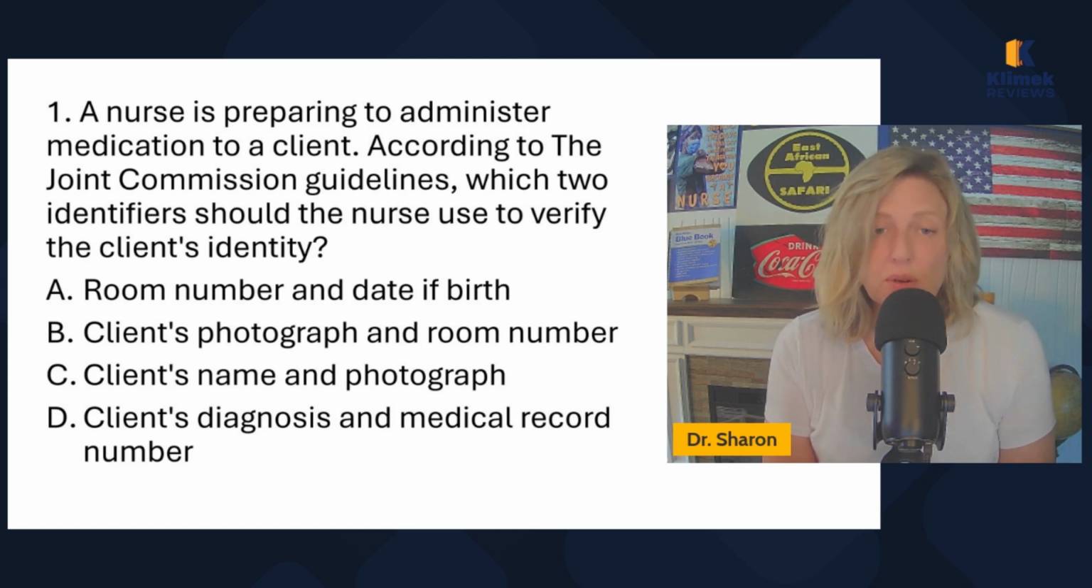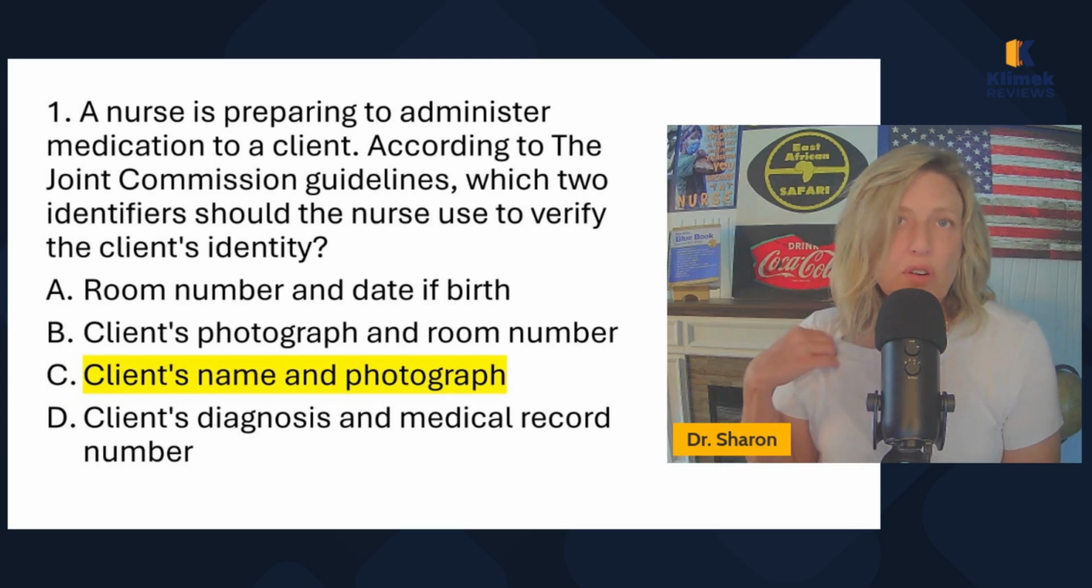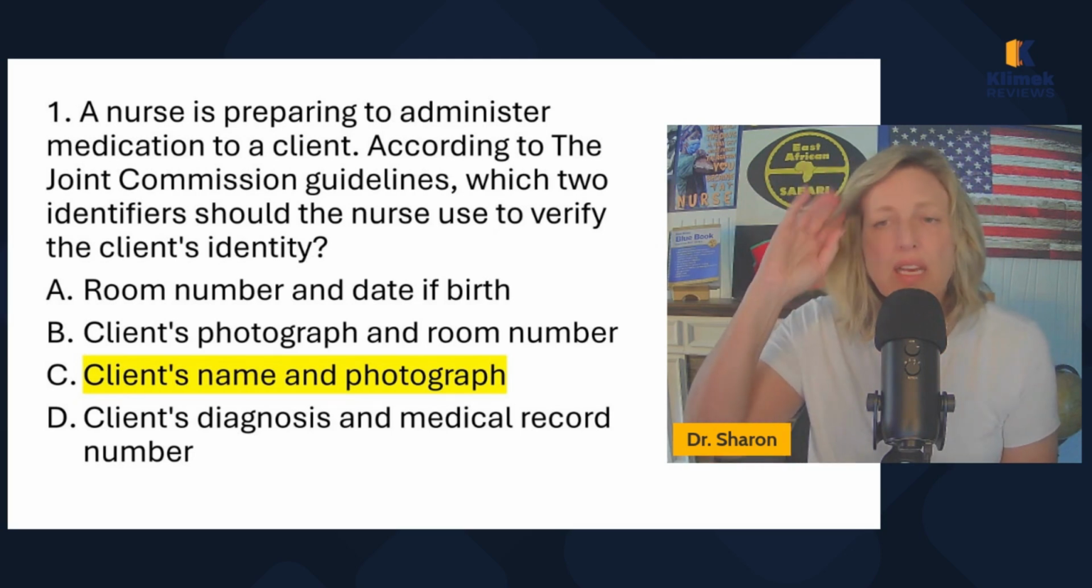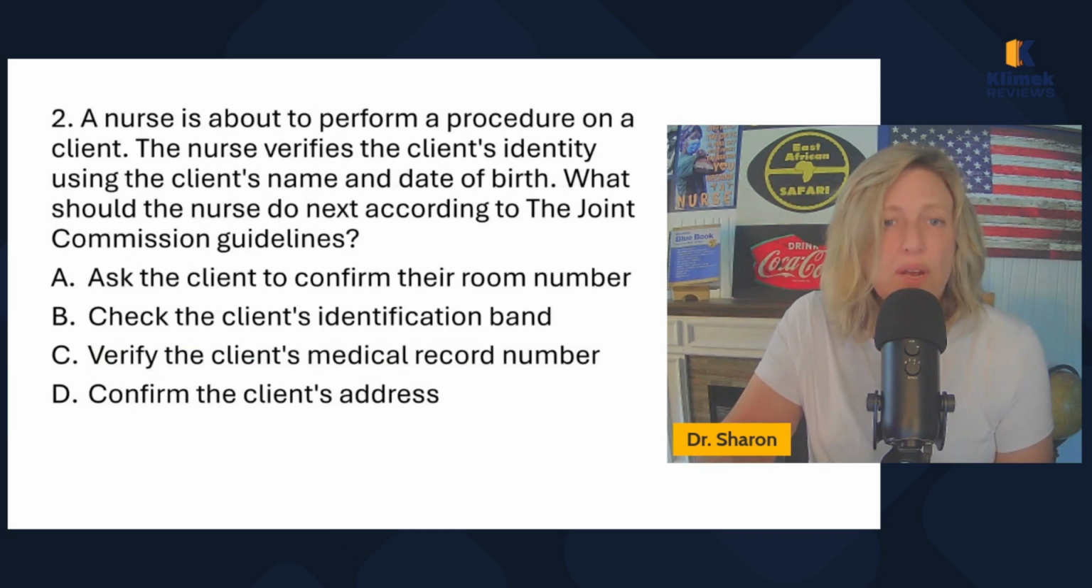Client's name, that's an appropriate identifier, and photograph, that's an appropriate identifier. Client's diagnosis, that is not an appropriate identifier, and medical record number, that is an appropriate identifier. So the correct answer is their name and photograph. All right. So if there are 2 things in the answer, they both have to be right in order for the answer to be right.